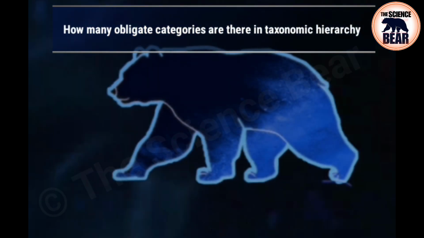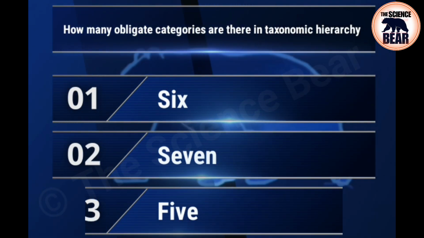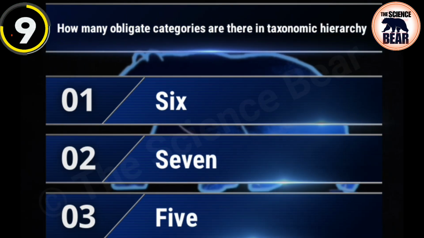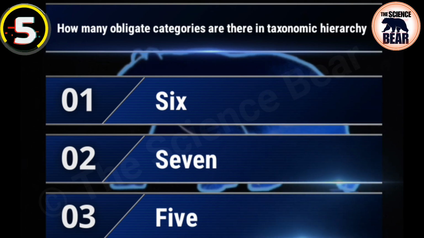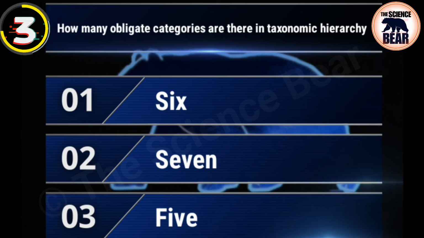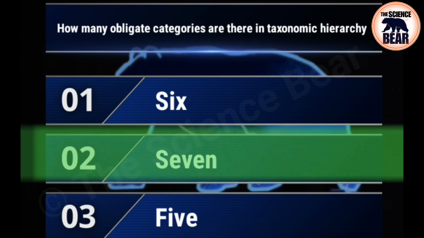How many obligate categories are there in the taxonomic hierarchy? 6, 7, or 5? And the correct answer is 7.